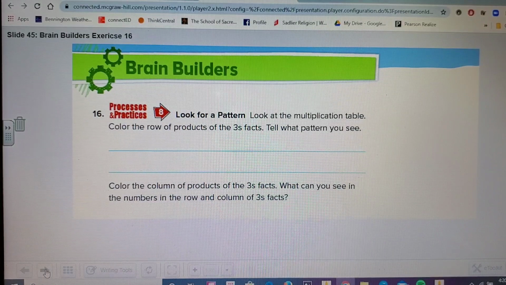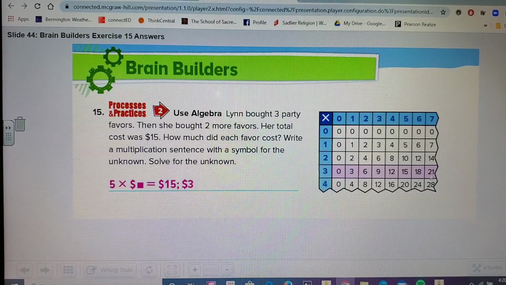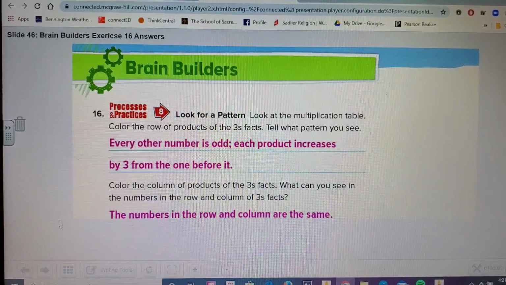Look at the multiplication table. Color the row of products of the 3 facts. Tell what pattern you see. So when you color, we'll go back here. When you color this line, what do you notice about all of the answers? We notice that they increase by 3, and every other number is odd. 3, 9, 15, 21. If you were to color the column now, what do you notice? If you look, it's exactly like the 3 line here. So the numbers in the row and the column are the same.